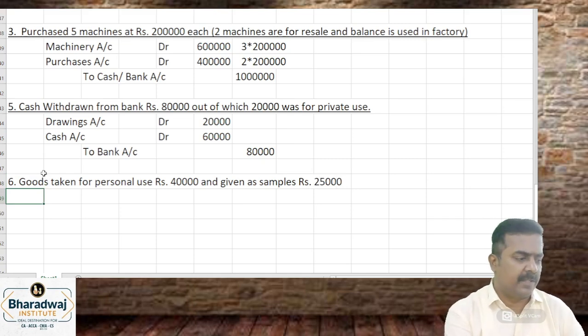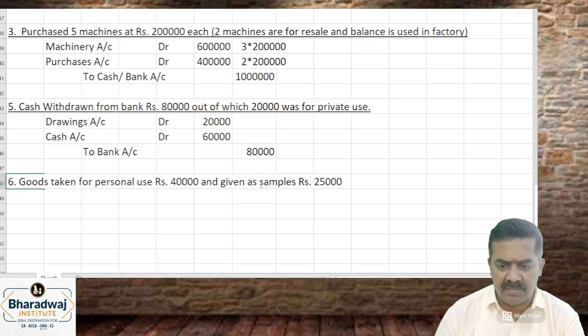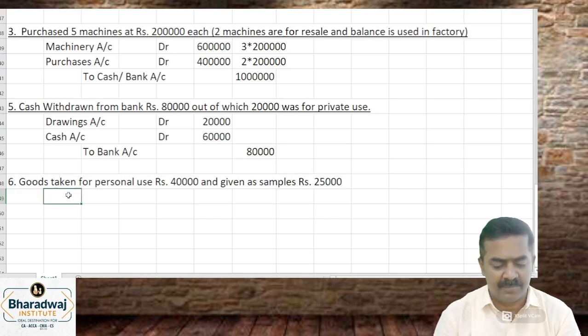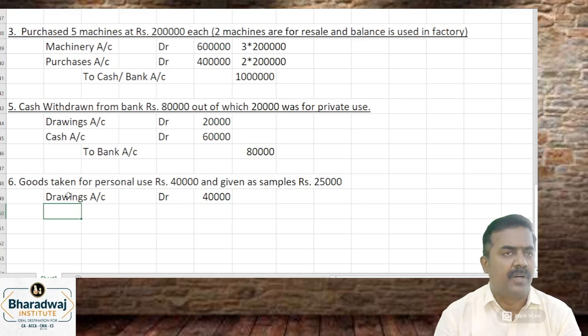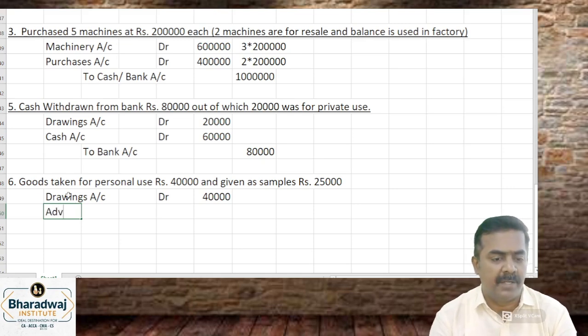What is the entry you will pass? No, samples. Sample is not given for charity. It is given for marketing your product. Drawings account debit, whatever is taken for personal use. How much is taken for personal use? 40,000. What is given as samples will be debited to advertisement account.